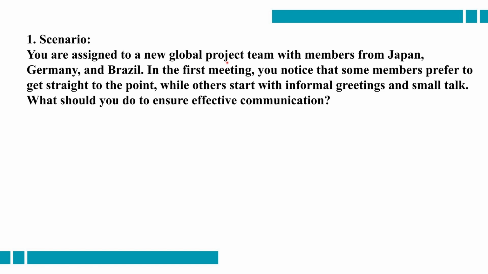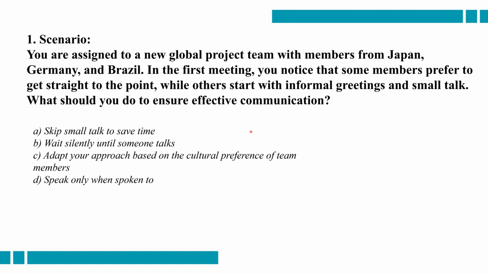You are assigned to a new global project team with members from Japan, Germany, and Brazil. In the first meeting, you notice that some members prefer to get straight to the point while others start with informal greetings and small talk. What should you do to ensure effective communication? Options are: skip small talk to save time, wait silently until someone talks, adapt your approach based on the cultural preferences of the team members, or speak only when spoken to.